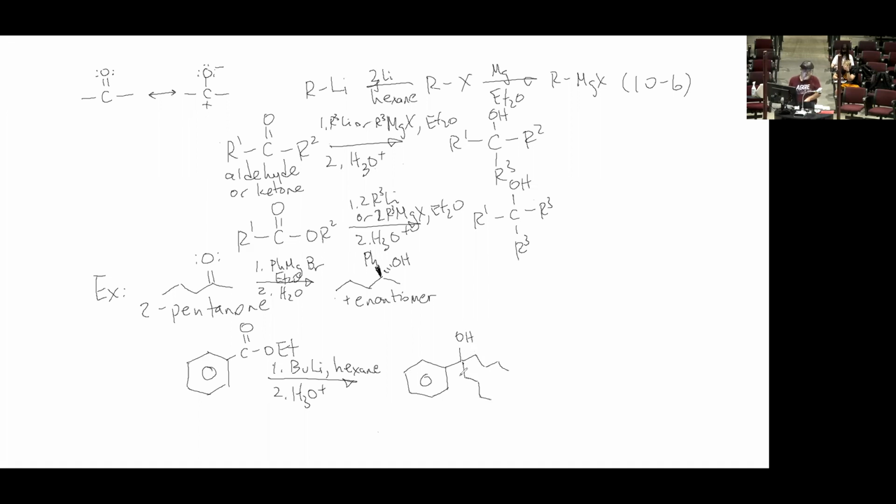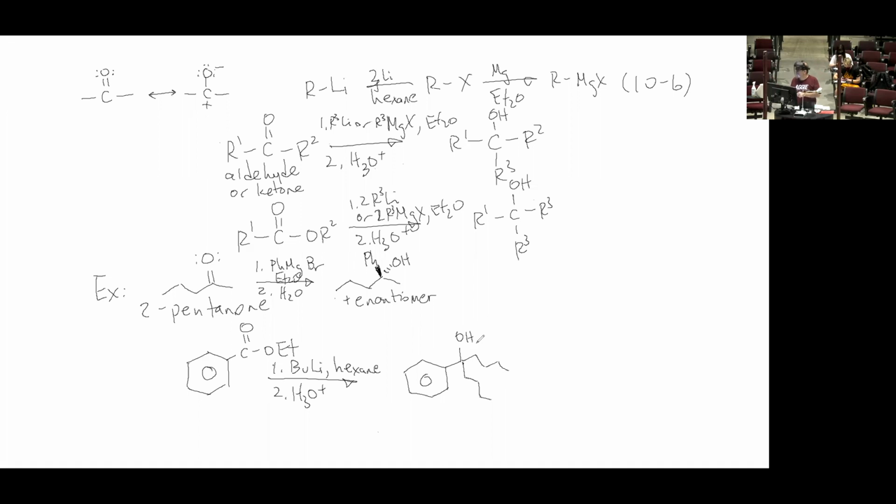Well, in this case, what I would predict we would get would have, oh, right. Why am I losing my mind here? We'd have an OH group, of course, and we'd have 2 butyl groups attached.